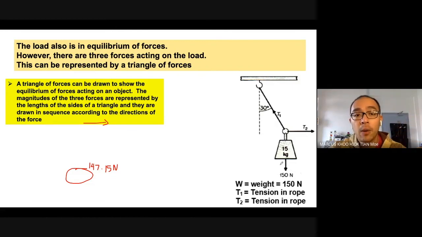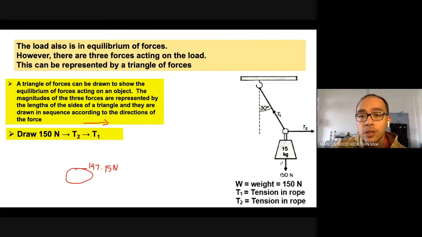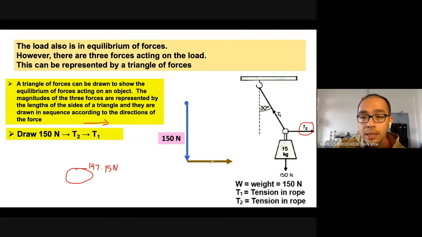Okay, so first thing you draw the 150 newtons, and then the T2, and then the T1. So this is what you'll get. If you draw from a starting point, then you draw the 150 newtons down. Same direction lah. Do you see this? Okay, and then after that you draw the T2. Apa yang kamu kena buat is kamu perlu sambung. Okay, so the 150 newtons ends here. Then you follow with the T2, same direction. This T2 and this one is the same direction, T2.